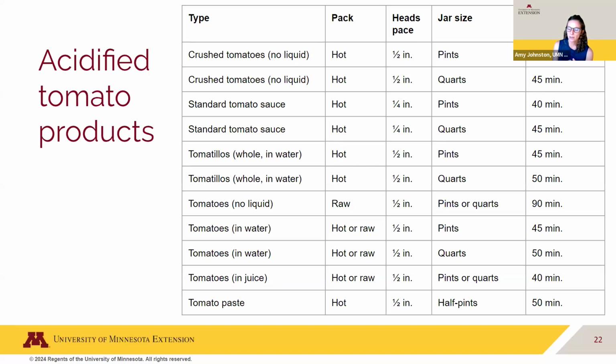And the reason for that is the tomatoes with no liquid, it's going to take longer for the internal temperature of the food in that jar to get hot enough, and then for that vacuum to seal. The liquid in the jars is really helpful at circulating heat and getting the food hot enough and creating that vacuum.